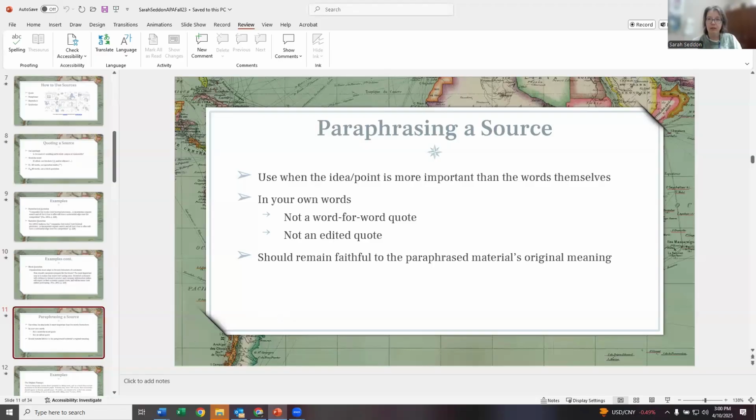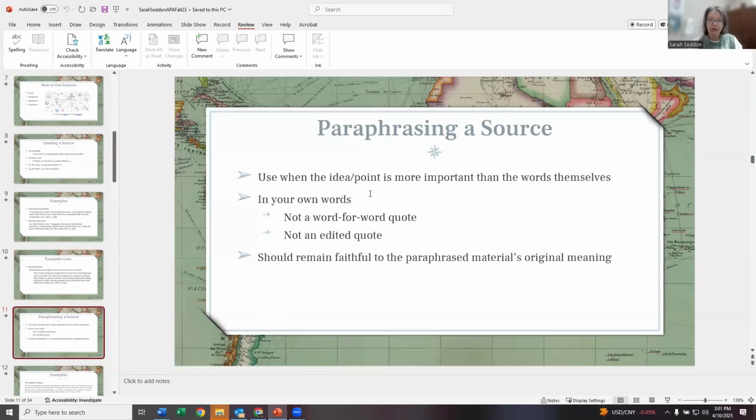The biggest difference between quoting and paraphrasing is that a paraphrase should be all your own words. So they're not word for word like a direct quote, and they're also not a quote that's been slightly edited where you've just changed out a few words. A paraphrase should actually be mostly, if not entirely, your own words.